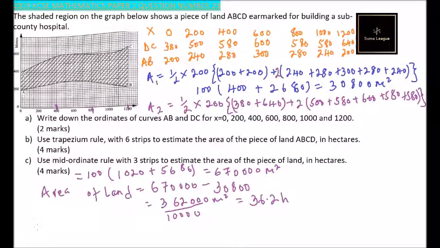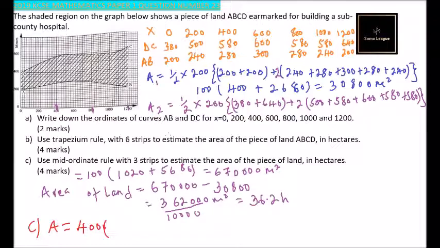So when it comes to part C, using the mid-ordinate rule, we get the area under DC and we subtract the area under AB. Hope you remember the formula. We say it is the height, we put the bracket, and we add the mid-ordinates, because we are using 3 stripes. We are going to add the mid-ordinates at 200.